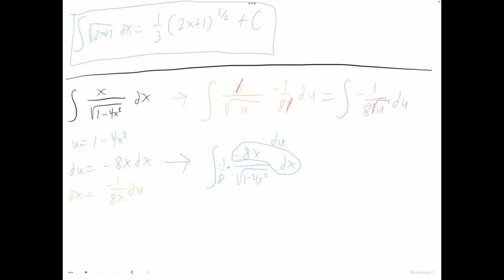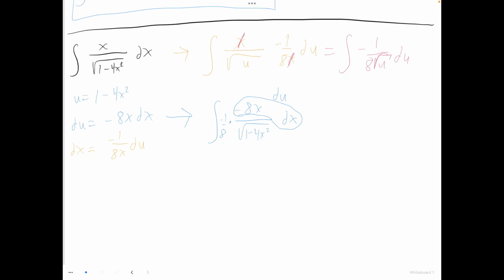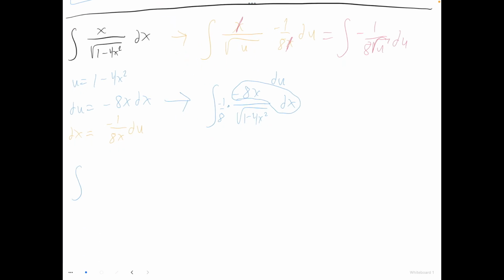I prefer the whole solve for dx method, but either way will work. We get the same integral in the end. And that integral is, we want to take the integral of negative 1 over 8 square root of u du. Well, this is going to become negative 1/8 times the integral of u to the minus 1/2 du.